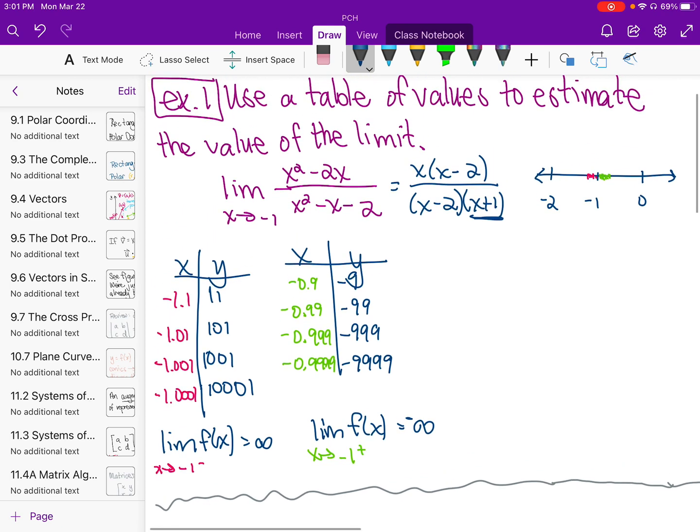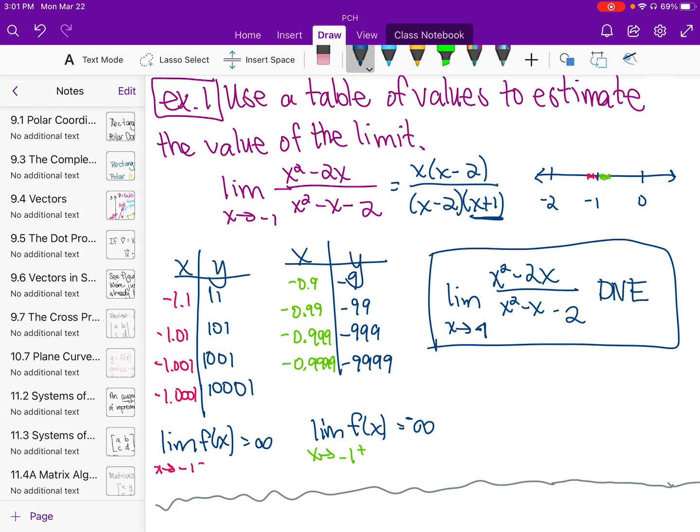So I can say, use the table of values to estimate the value of the limit. I can say that the limit as x approaches negative 1, sorry, of this function, oh, that should be a 2, does not exist.